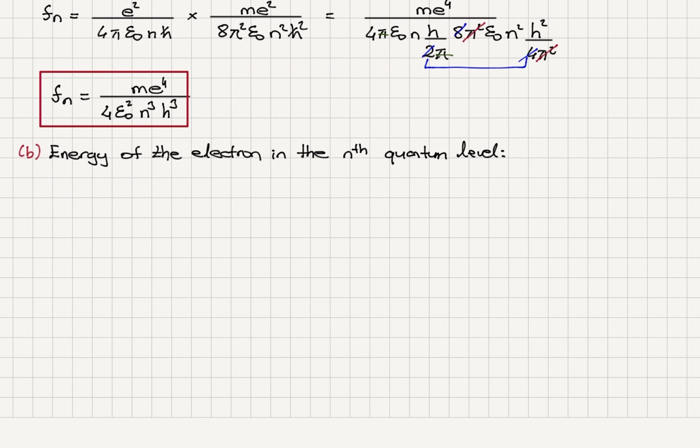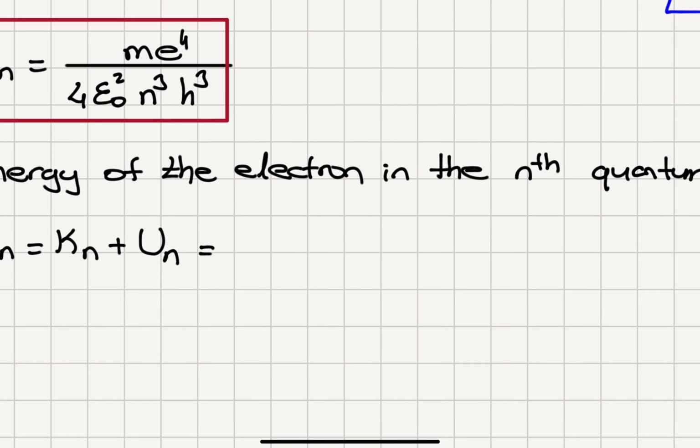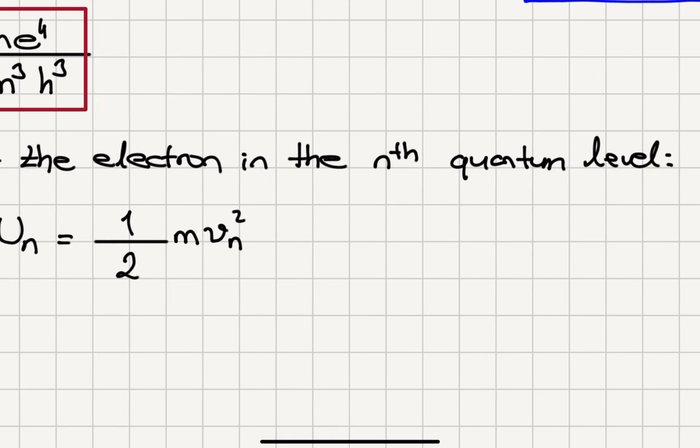Now, the energy of the electron in the nth quantum level, E sub n, is equal to the kinetic energy contribution plus the potential energy contribution. What's the kinetic energy? It is 1 over 2 m v sub n squared, and the potential energy is minus 1 over 4 pi epsilon 0 e squared divided by r sub n. That's the electric potential.